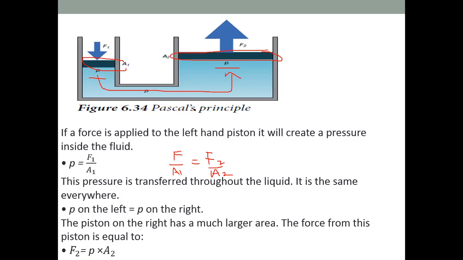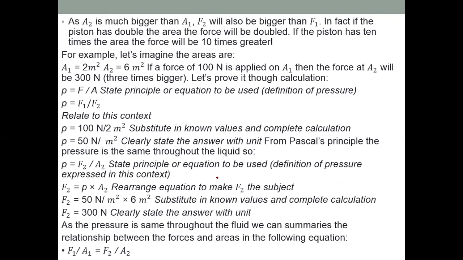The pressure throughout the liquid is going to be the same, because you apply the force here and it transmits the same pressure to all of the fluid. The piston on the right has a larger area, as you see. The force from this piston is equal to P times A2, or F2 over A2. So again, at the end we get this formula: F1 over A1 equals F2 over A2.